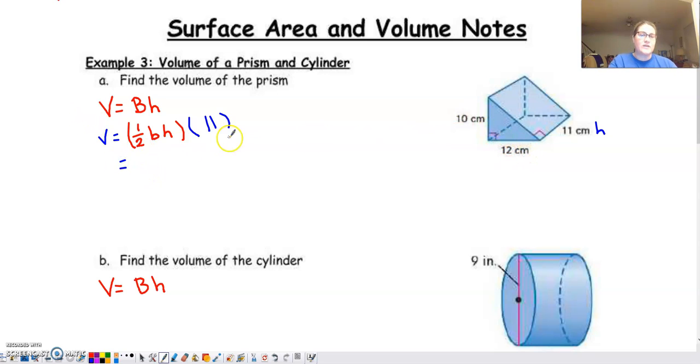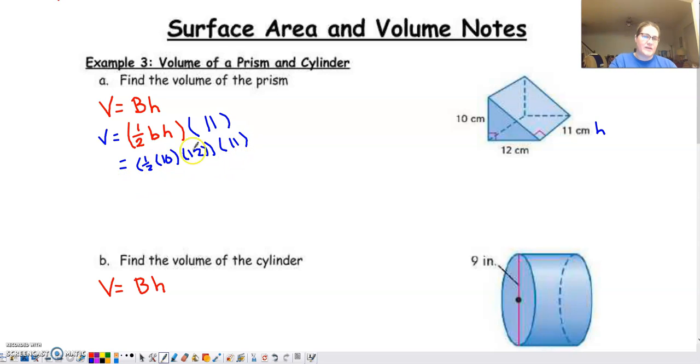I like to do this in 2 steps just so I don't get confused on what the height is, because this is the height of the prism and this is the height of the triangle. So I've got 1/2 my base of 10, there's my base, there's the height of my triangle, and times my height of 12. All of this is being multiplied times 11.